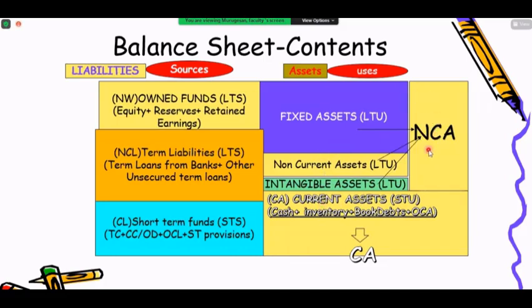NCA is the biggest component. On the asset side, only two: NCA and CA. But NCA again has three sub-components: fixed or physical assets; non-current assets, meaning long-term investment or long-term participation in a joint venture or WOS; and intangible assets, which mean goodwill, patent rights, preliminary expenses, even R&D, research and development.